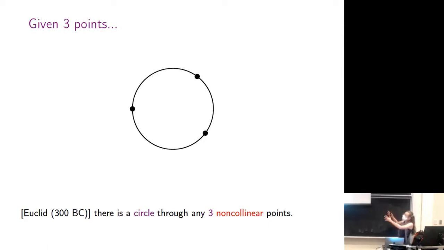So that illustrates something that I'm going to bring up over and over again in this talk, which is I want my points to be sufficiently general. I want them to be in general position. If there was something special about them, I might not be able to interpolate that type of curve through them.